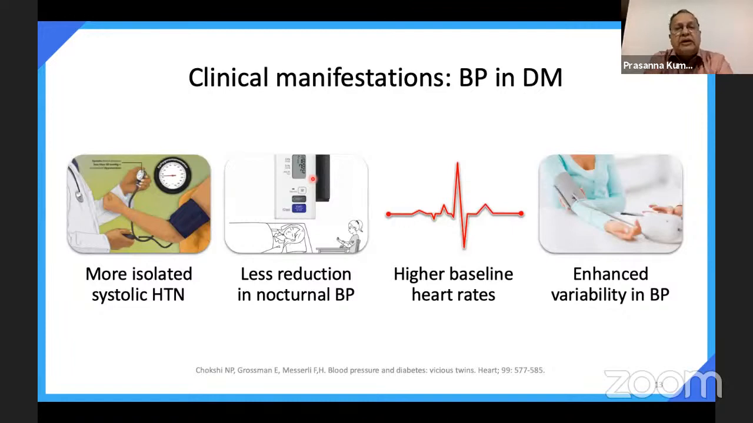So now there are many types of blood pressure. One is isolated systolic hypertension. Diastolic is normal, maybe 80, 85, but systolic is 142, 150, 160, 180, 200. And there is less reduction in nocturnal BP. Usually there is what is known as a nocturnal dip. It should occur when you go to bed. If it's lost, that is the first thing: loss of nocturnal dip of blood pressure.